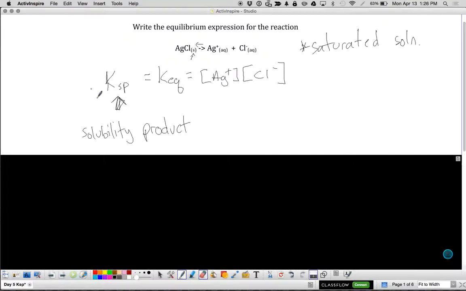All right, and today we're going to be talking about solubility products. How do we find them? How do we calculate them? How do we use them?